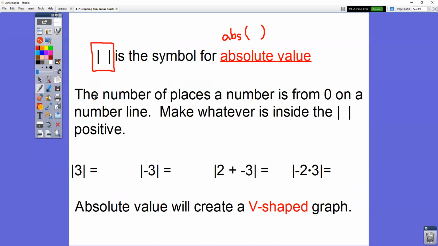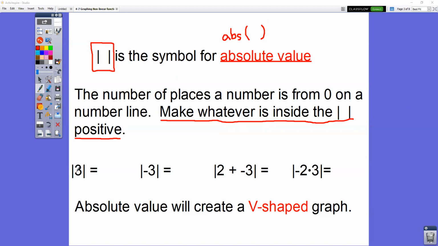So how do you find the absolute value in your head? This is super important. Make sure you're paying attention right now because half of your questions deal with absolute value today. The absolute value is the number of places that a number is away from 0 on the number line. Basically, what you're doing is you are making whatever's inside those 2 straight up and down lines positive.